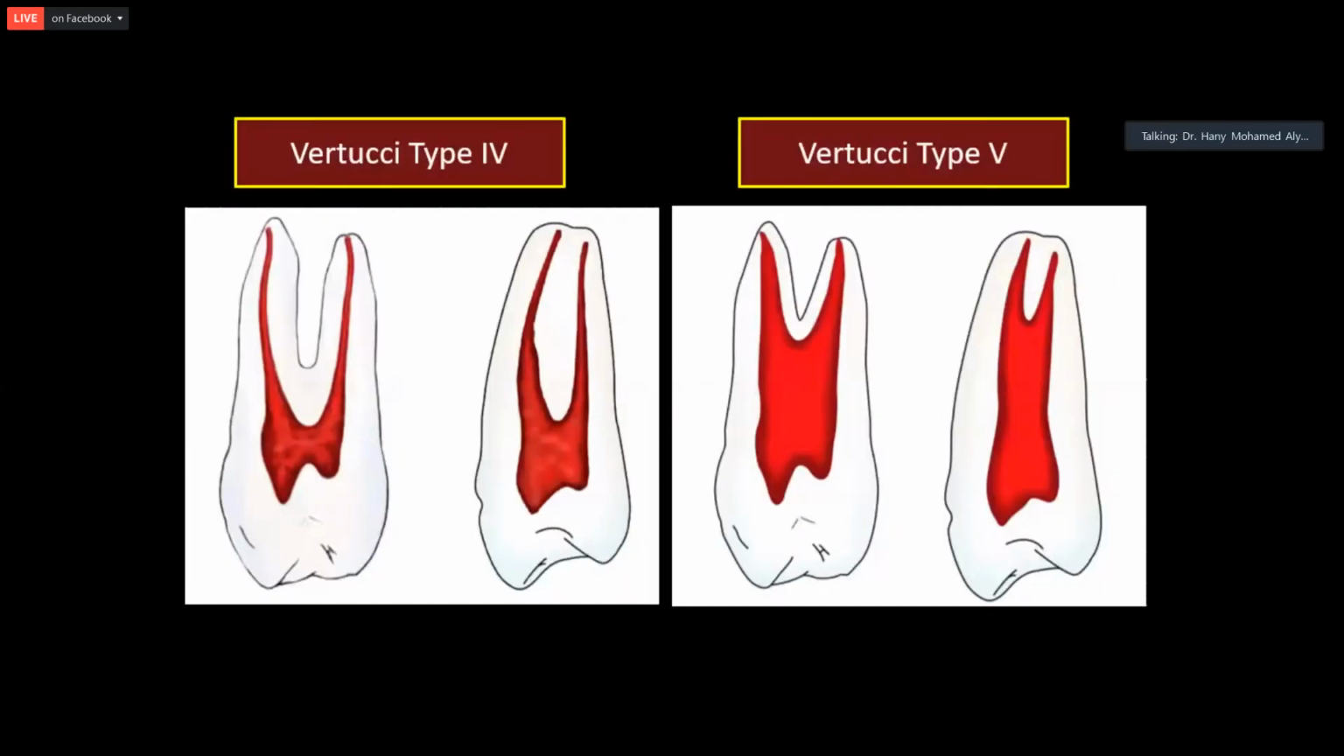So for the Vertucci classification, type 4 means 2 separate canals, and type 5 is a configuration which starts with 1 canal and then divides into 2. One of the main issues in the Vertucci classification is that in maxillary premolar teeth, it does not recognize the number of roots. So if a tooth is double-rooted with 2 separate canals, or single-rooted with 2 canals, it will be considered as type 4. And also for Vertucci type 5, if it is double-rooted or single-rooted with 1 to 2 canals, it will be considered as only one type 5.